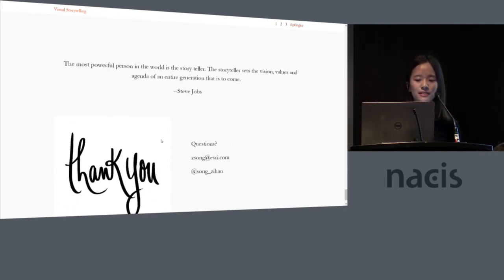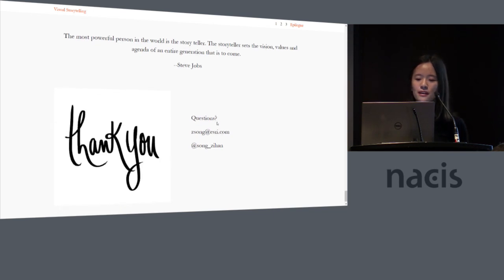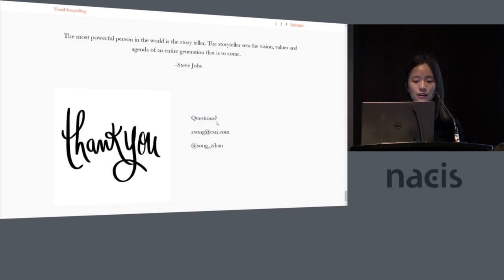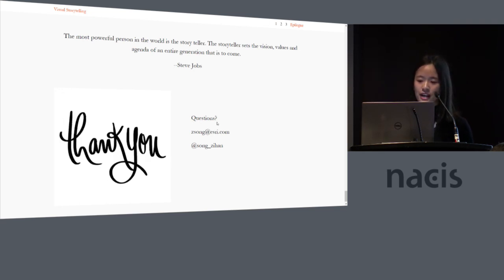So I want to end my presentation with a saying by Steve Jobs: the most powerful person in the world is a storyteller. The storyteller sets the vision, values, and agenda of an entire generation that is to come. So let's make more great maps and tell more great stories.